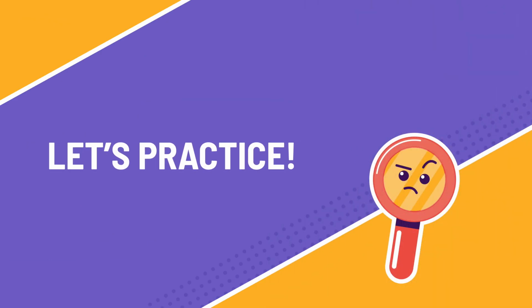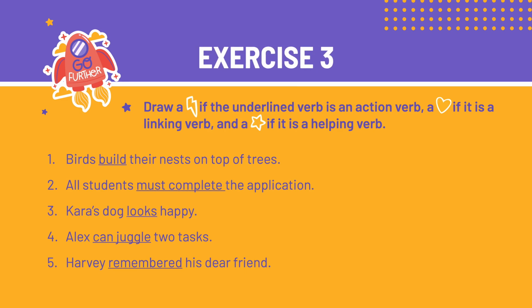Let's practice with another short exercise. Draw thunderbolts if the underlined verb is an action verb, a heart if it is a linking verb, and a star if it is a helping verb. Pause the video now to answer. Continue watching the video to check your answers. Draw a thunderbolt if the underlined verb is an action verb, a heart if it is a linking verb, and a star if it is a helping verb.